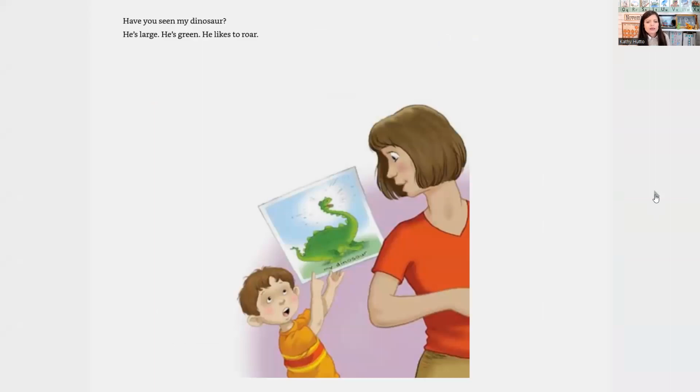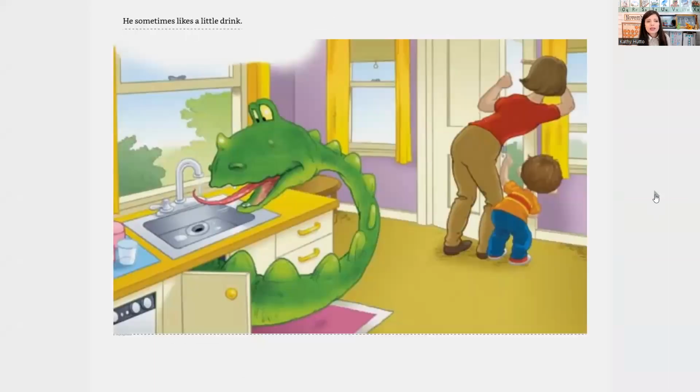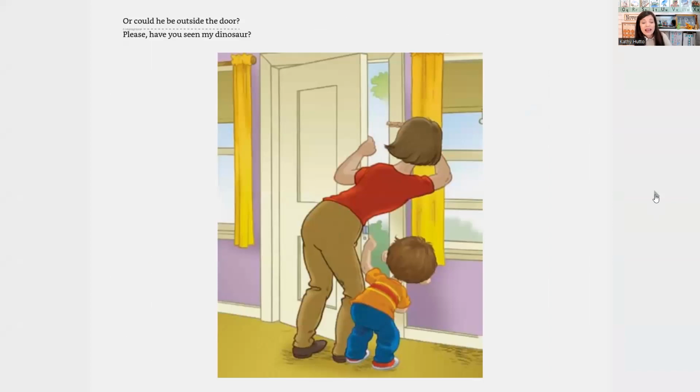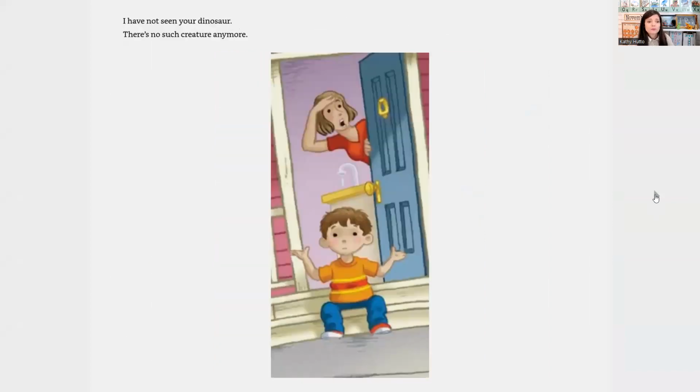Have you seen my dinosaur? He's large, he's green, he likes to roar. He sometimes likes a little drink. So have you seen him in the sink? Or could he be outside the door? Please, have you seen my dinosaur?